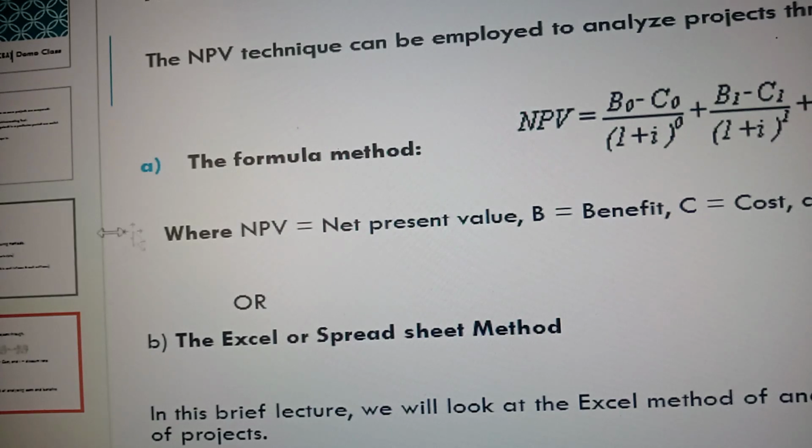So we can use that formula method to solve the NPV problem, and we can also use the Excel method to solve the cost-benefit problem. In this brief lecture, we will look at the Excel method of analyzing the cost-benefit of a project.